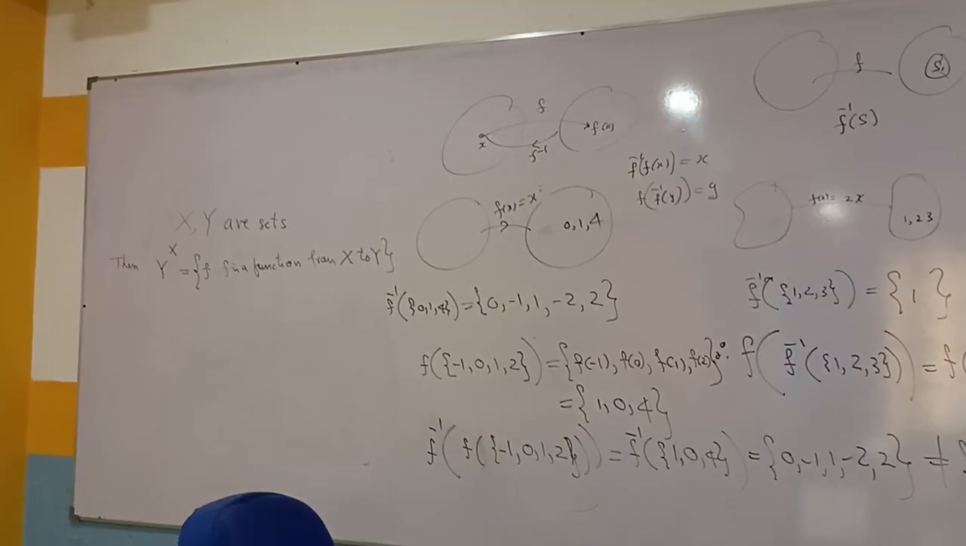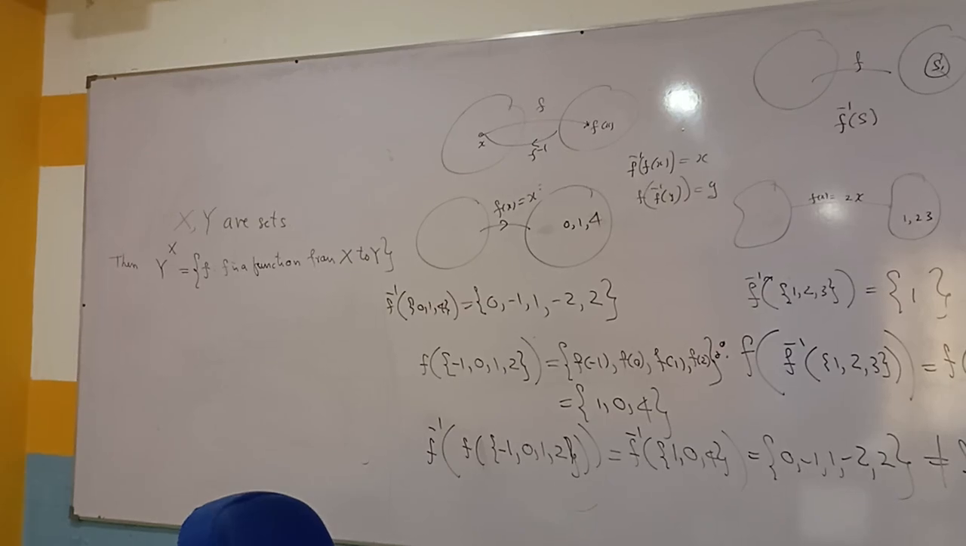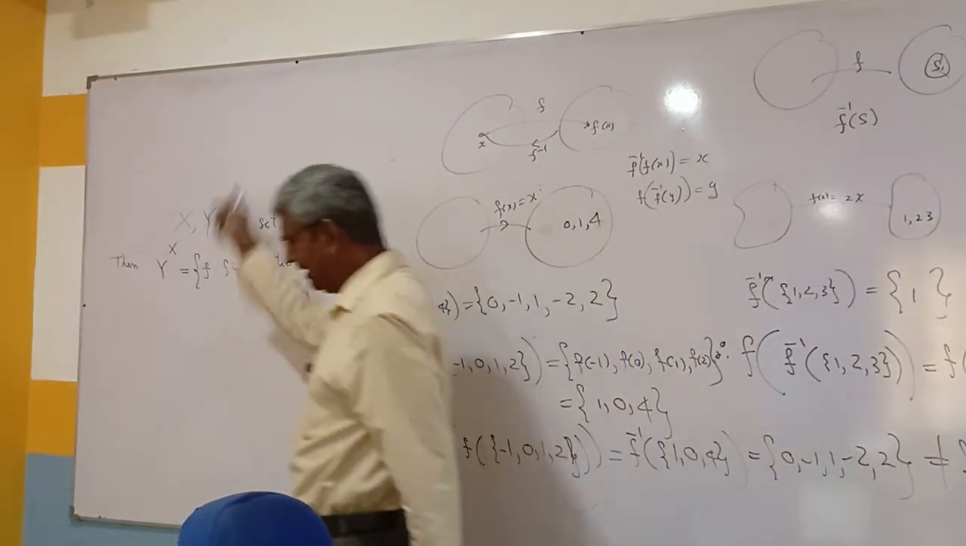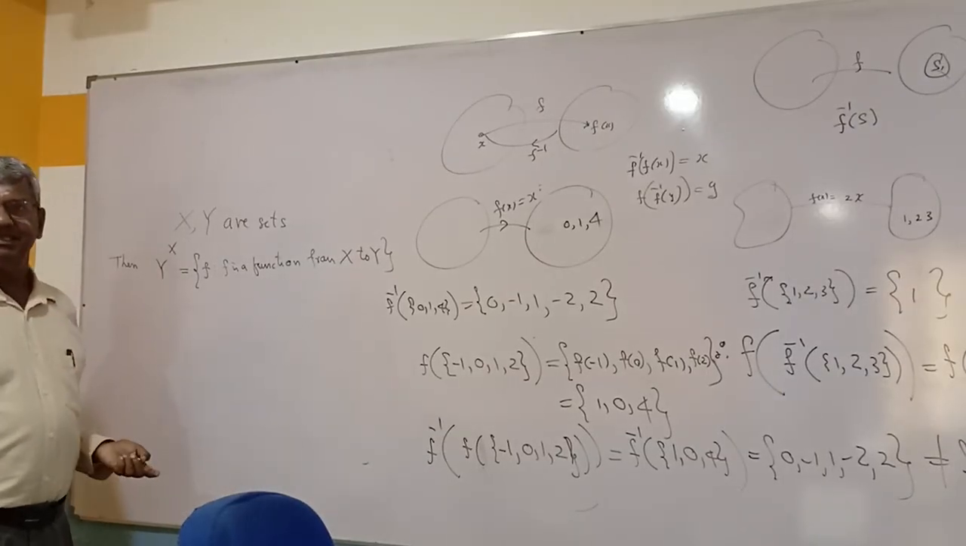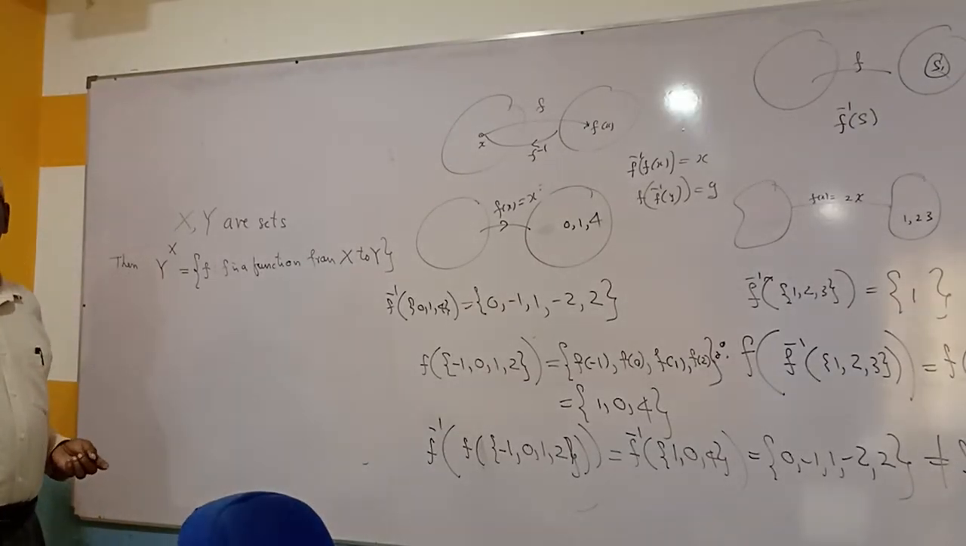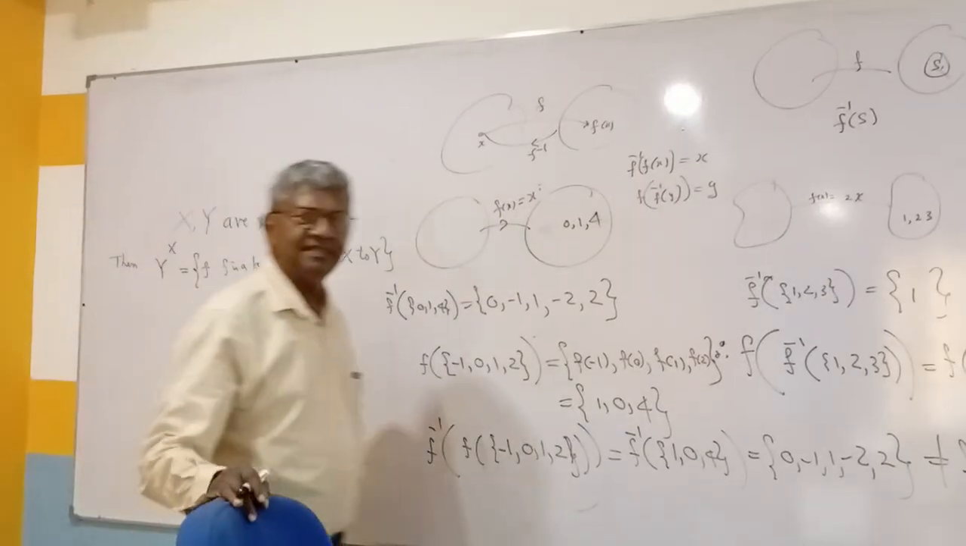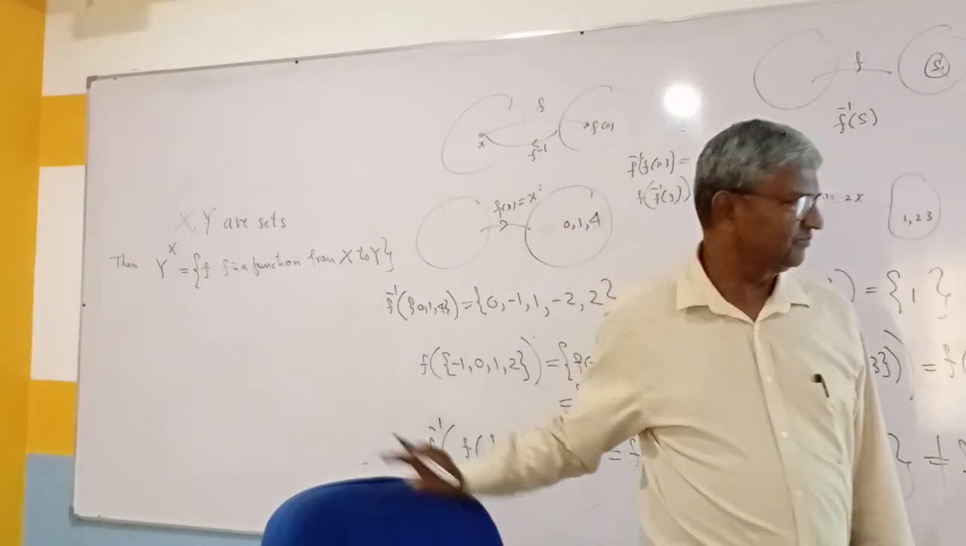If you are a fair person, you must be having a question. Why on earth didn't we write Y to the X to the Y? You may be thinking that. When f is a function from X to Y, he has defined Y to the X. Why not X to the Y? Why didn't he do so? So we have to answer that question also.